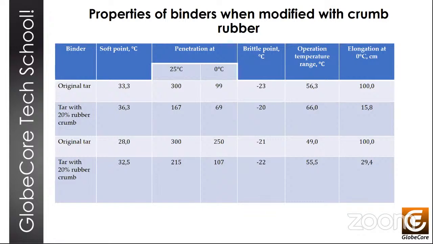Here we have the properties of the binders when modified by rubber crumb to further demonstrate the point. So this is data on the properties of binders obtained by combining rubber crumb, 20% of it, with oil tar. The process was performed at a temperature of 220 to 230 degrees centigrade for 4 hours of treatment. And this is what you can see in this table. I guess we can go to the next slide.